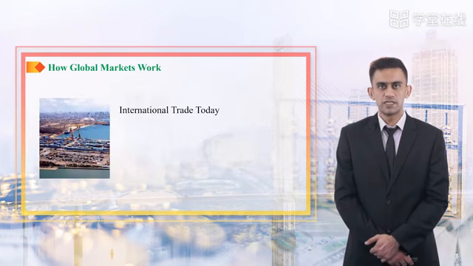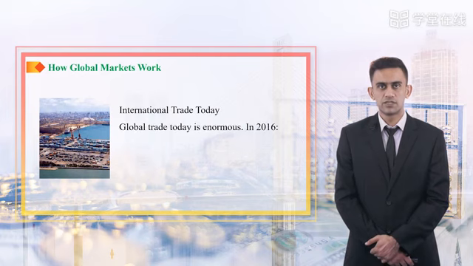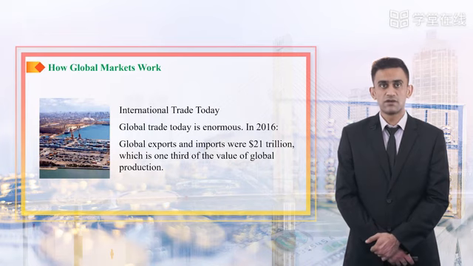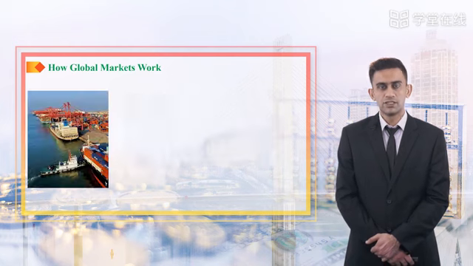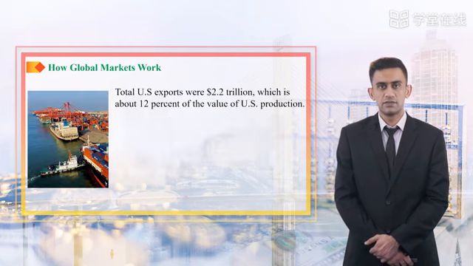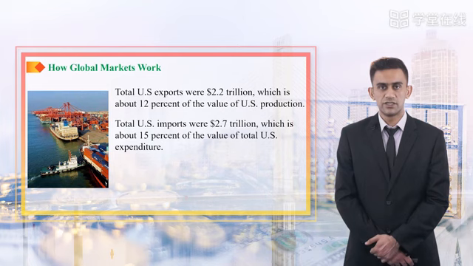Global trade today is enormous. In 2011, global exports and imports were $22 trillion, which is one-third of the value of global production. The United States is the world's largest international trader and accounts for 10% of the world exports and 13% of world imports. Germany and China, which rank second and third behind the United States, lag by a large margin.